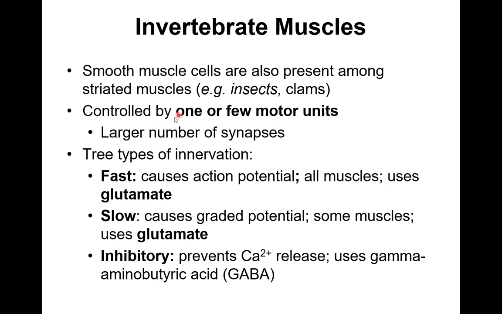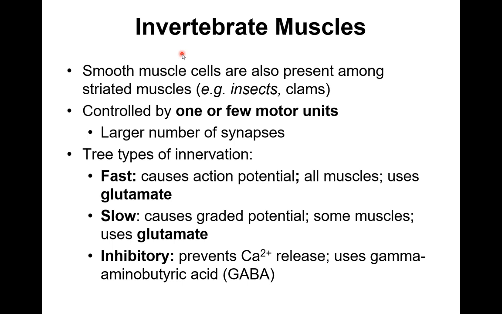Right now we have talked mostly about skeletal muscle in vertebrates, the structure we talked about. When we talk about invertebrate muscles, instead, they are slightly different. First of all, within these striated muscles, the typical skeletal muscle, you can still find some smooth muscle cells there. The other big difference between invertebrate and vertebrate muscle is how they're controlled.